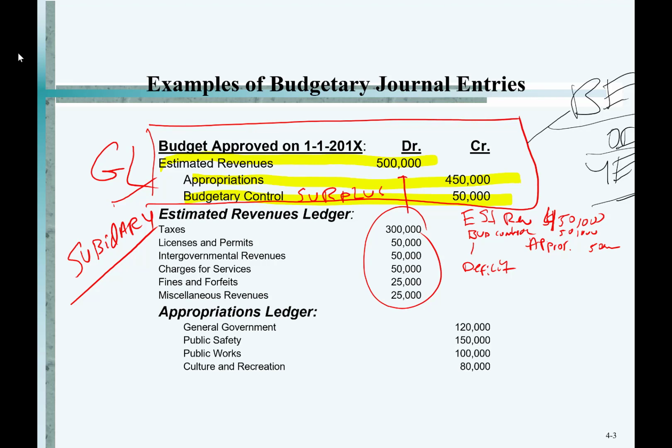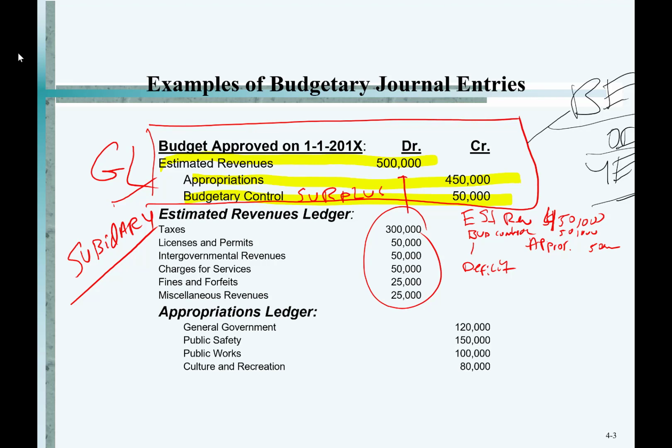Now, you take a look at this, and what happens if the government determines that it's going to spend more than it is receiving in revenue? Say the revenue was $450,000, but the appropriation is what? $500,000. Then they will have a deficit, won't they? And the debit will go to budgetary control instead of the credit being to budgetary control.